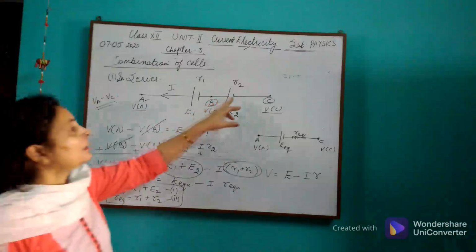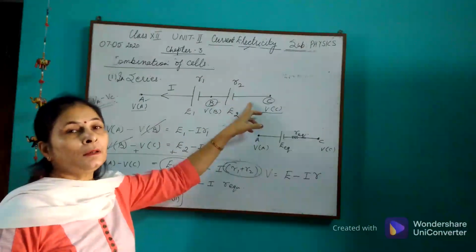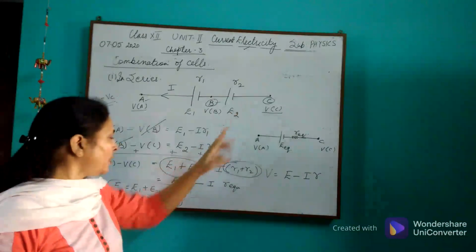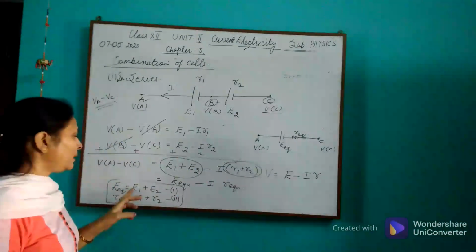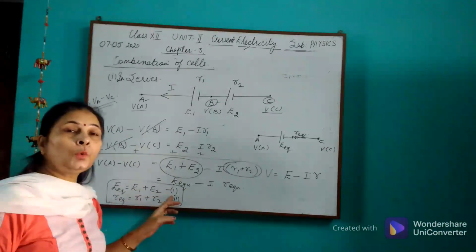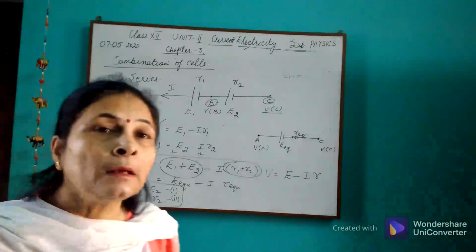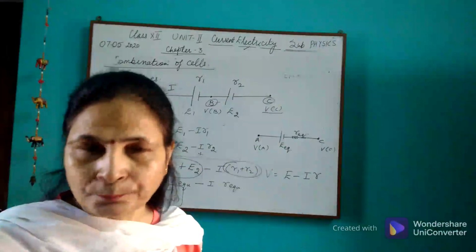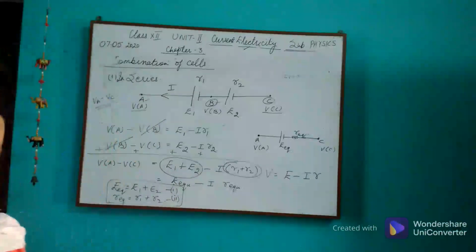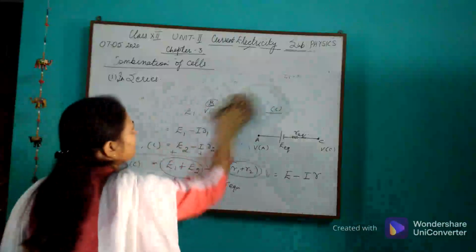Now suppose the negative terminal would have been here and the positive terminal would have been here. Then the direction will change and accordingly you will get equivalent EMF equal to E1 minus E2 or E2 minus E1, depending upon which one is the greater value. Now we'll go in for parallel combination of cells.